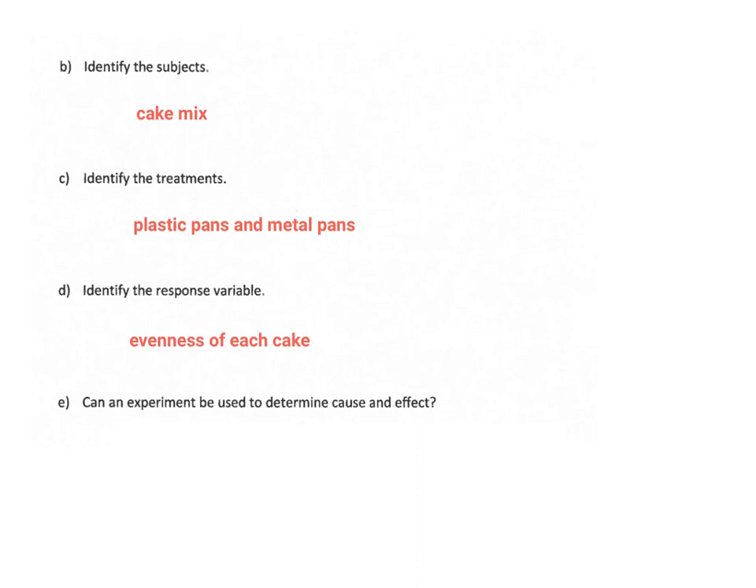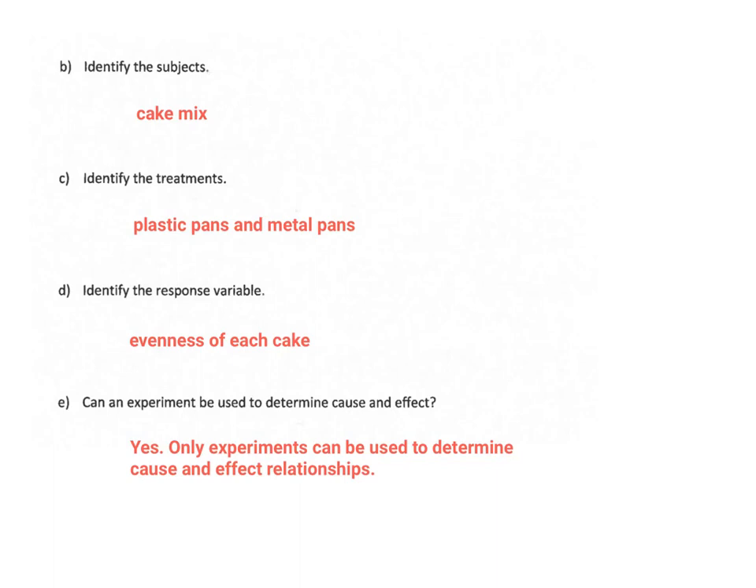And then letter E says, can an experiment be used to determine cause and effect? All right, that was something we kind of started off on the front page. Yes, only experiments can be used to determine cause and effect relationships. Remember, observational studies cannot. If you want to determine a cause and effect relationship, then you need to manipulate the environment. Okay, you need to keep basically all factors the same other than the one thing that you're testing for. So all factors had to be the same in this experiment other than the plastic pans and the metal pans. Okay, everything else, the temperature of the oven, the amount of time it was in there, the amount of mix put in, everything else had to be kept exactly the same.